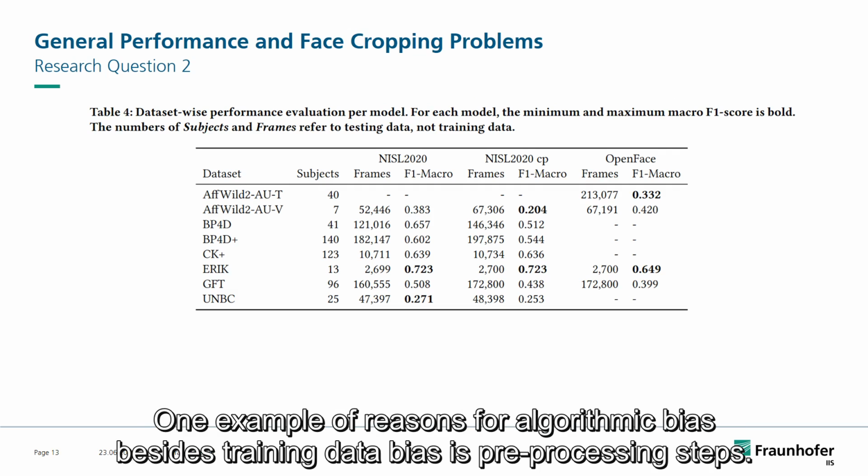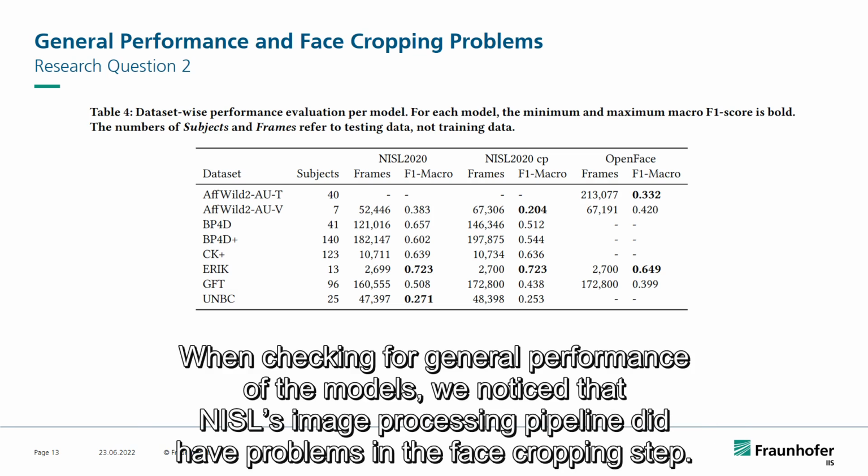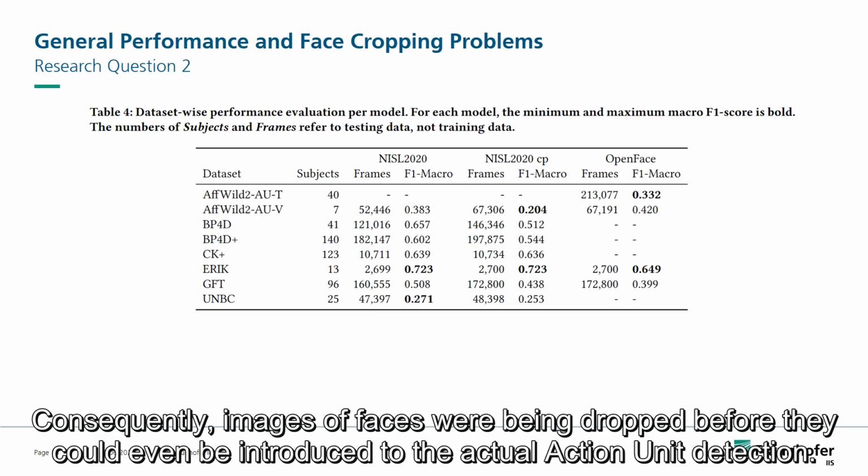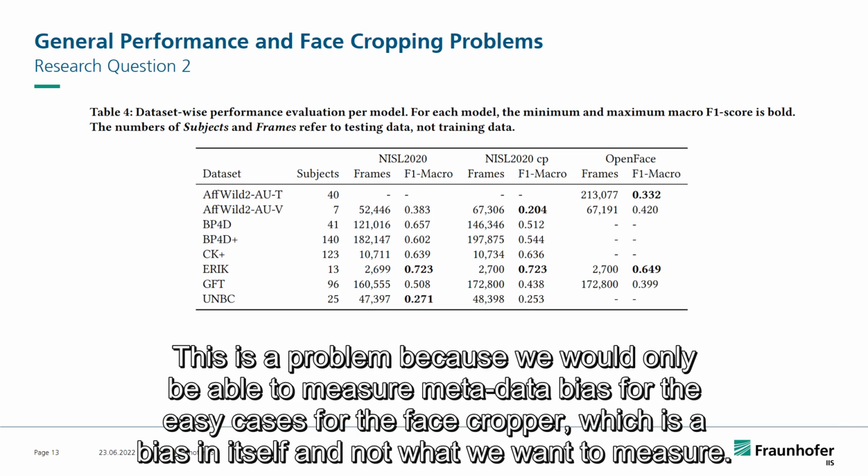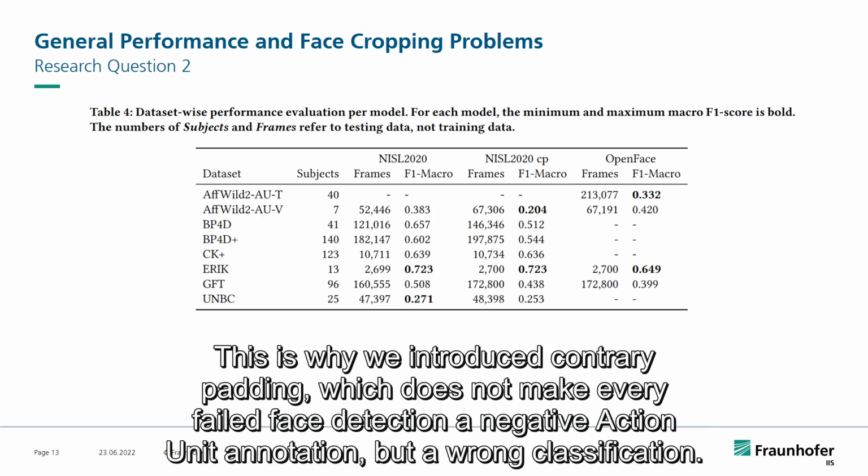One example of reasons for algorithmic bias besides training data bias is pre-processing steps. When checking for general performance of the models, we noticed that NISL's image processing pipeline did have problems in the face cropping step. Consequently, images of faces were being dropped before they could even be introduced to the actual action unit detection. This is a problem because we would only be able to measure metadata bias for the easy cases for the face cropper, which is a bias in itself and not what we wanted to measure.